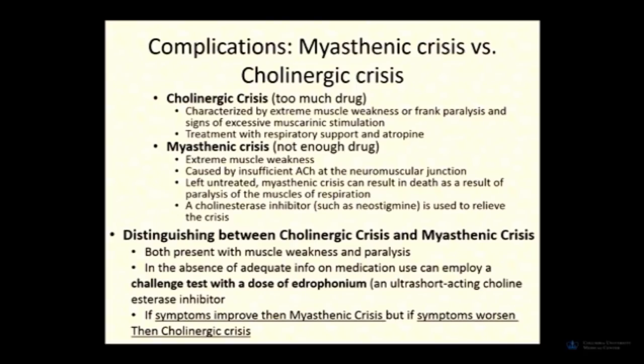So when you give edrophonium to a patient that's presenting with muscle weakness and paralysis, if the patient gets better during that brief time where the drug is acting, which condition do they have? Myasthenic crisis. If their symptoms improve, then they are in myasthenic crisis. If their symptoms don't improve or worsen, they're in cholinergic crisis. So it's a way to briefly see what the effect of a cholinesterase inhibitor is on this person and therefore distinguish between these two complications and apply the appropriate treatment.